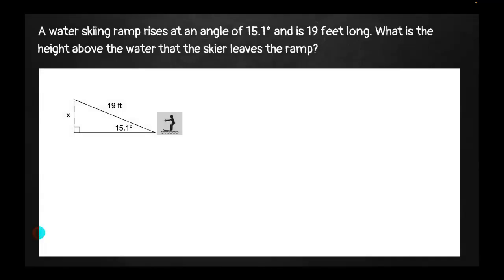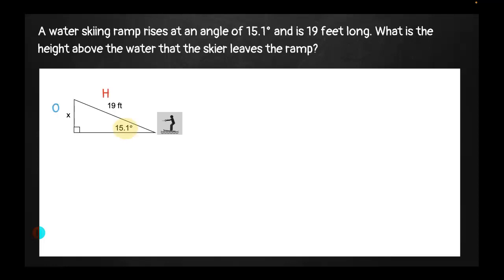So here is an example of a water skiing ramp, and it rises at an angle of 15.1 degrees and it's 19 feet long. We want to find the height above the water that the skier leaves the ramp. Now in these questions, you typically might not be given a picture, but draw the picture the best that you can, and always remember that your picture will always include a right triangle.